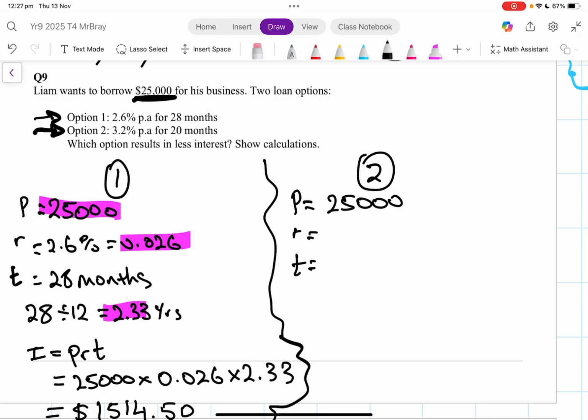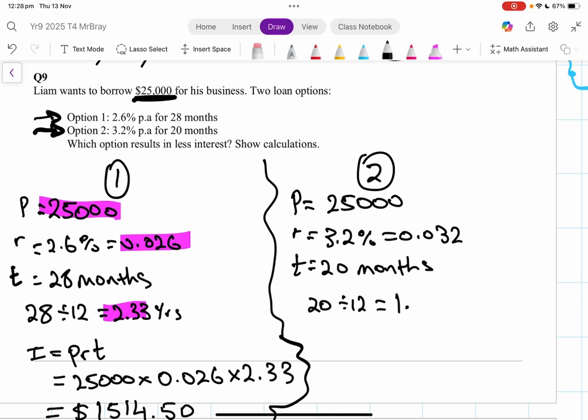So for option 2, my rate is going to be 3.2%, which is 0.032. And my time is going to be 20 months, which once again, that's a problem. I need that in years. So we're going to go 20 divided by 12 to get me to years. So let's have a look. 20 divided by 12 gives me 1.67 years.